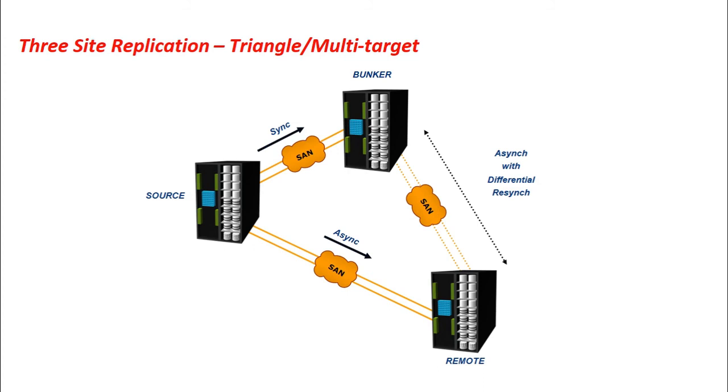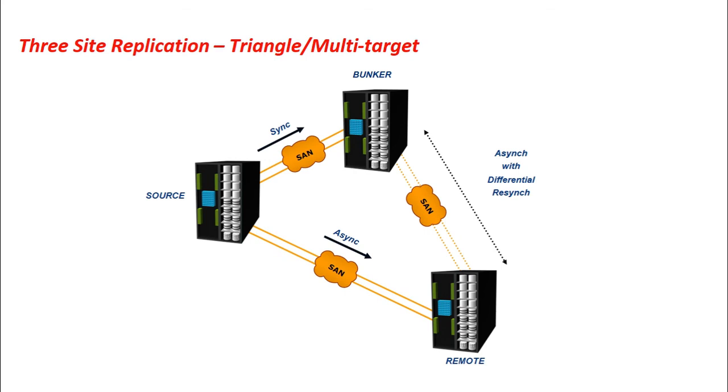The difference in the data between the bunker and the remote sites is tracked so that if a source site disaster occurs, operations can be resumed at the bunker or the remote sites with incremental resynchronization between the two sites.